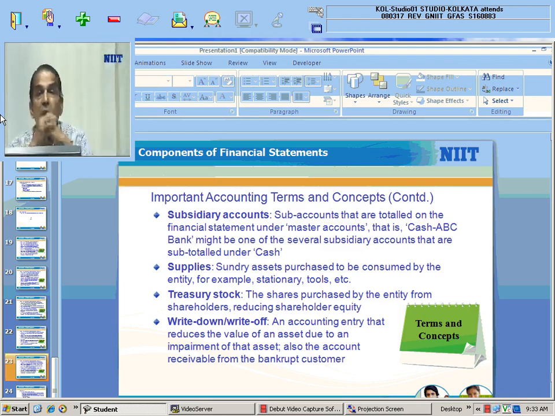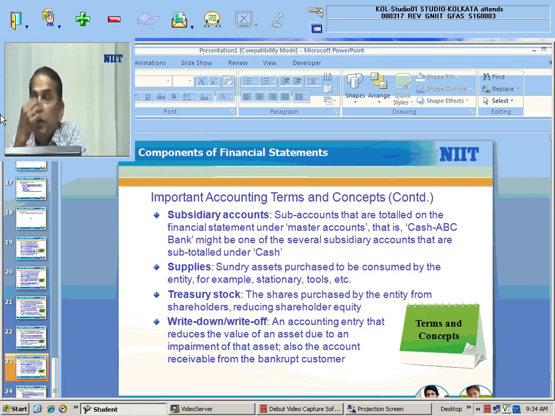A company can issue shares to the shareholders. They can also buy back those shares from willing shareholders, people who are willing to sell them back to the company. That is called buyback of shares. When shares are bought back from the shareholders under a buyback program, these shares are held as treasury stock. The shares which have been bought back will be reflected in the balance sheet as treasury stock.